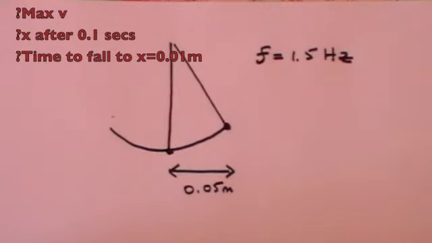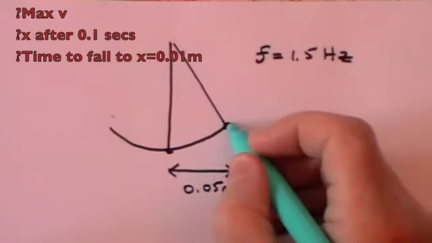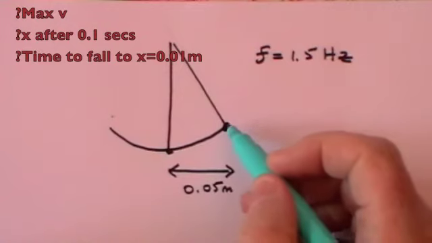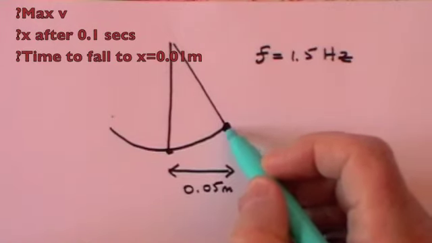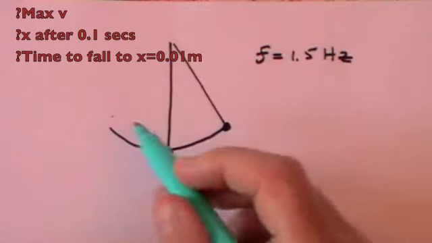Its frequency is 1.5 hertz, so it swings 1.5 oscillations per second. It has a maximum displacement of 0.05 meters, and we're asked for three things. Firstly, what is its maximum velocity? What is its displacement after 0.1 seconds? And what is its time to fall to 0.01 meters from the midpoint? The assumption is that the pendulum starts, and the time starts, when it is at its maximum displacement, and then it falls through one complete cycle.